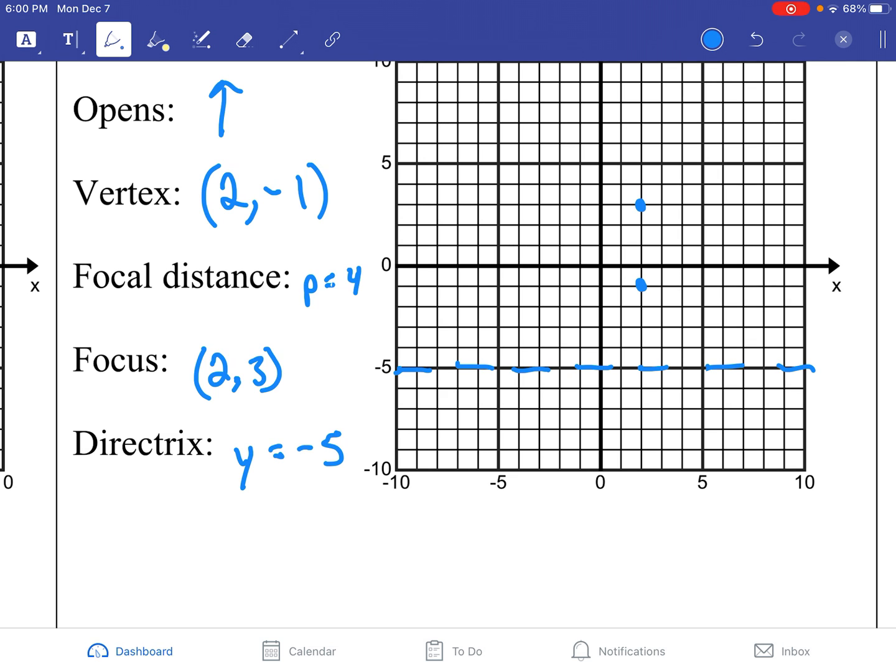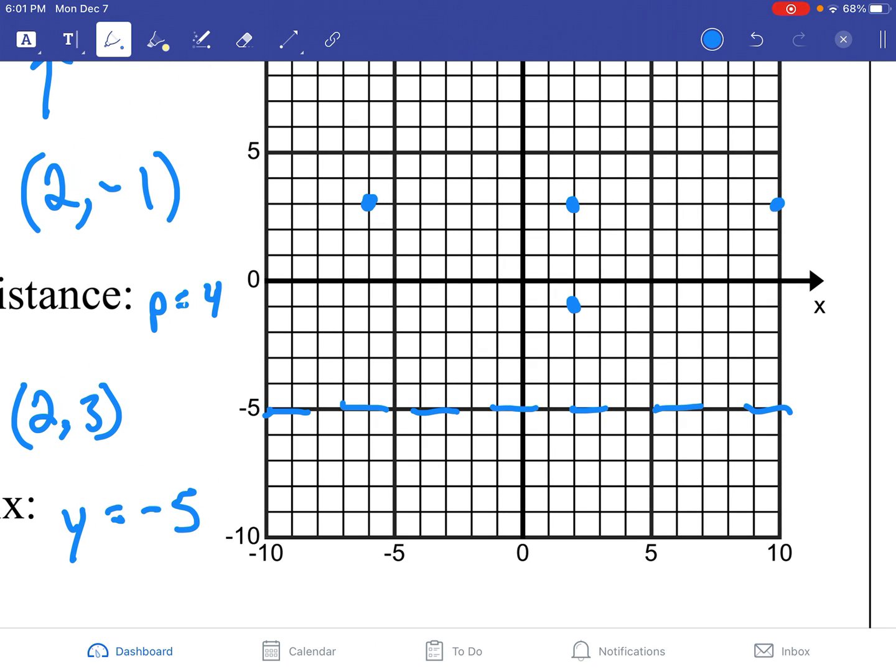Then we're going to draw our last 2 points. You multiply the focal distance by 2, so it's going to be 8. The point is going to be out here, and 2, 7, 8 right there. Let me count again: 1, 2, 3, 4, 5, 6, 7, 8. That's right. Just making sure I counted right. And from there, we can draw our graph. There we go, and there's your graph for that parabola.